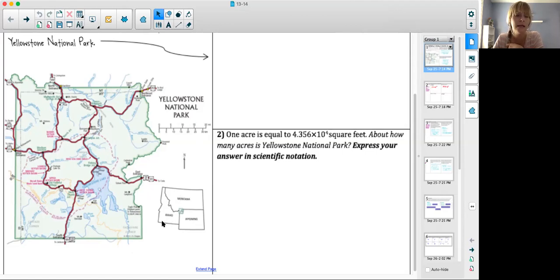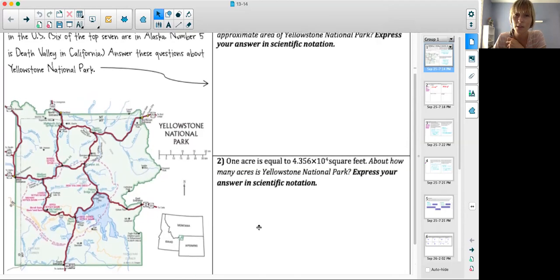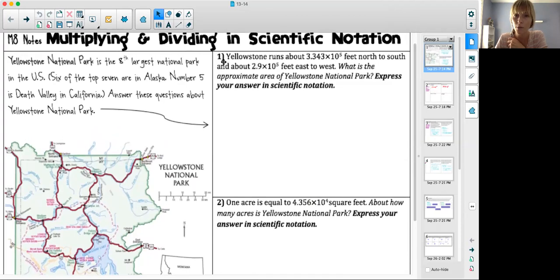Yellowstone National Park. If I asked you what shape that national park is, just in general, you'd probably tell me it's approximately a rectangle. Right? And I would agree with that. So with that in mind, let's look at these questions here. Looking back up at question number 1: Yellowstone runs about 3.343 times 10 to the 5th feet north to south. Hey, look at that, given to us in scientific notation, which makes sense because that's what we're working with right now. And about 2.9 times 10 to the 5th feet east to west.